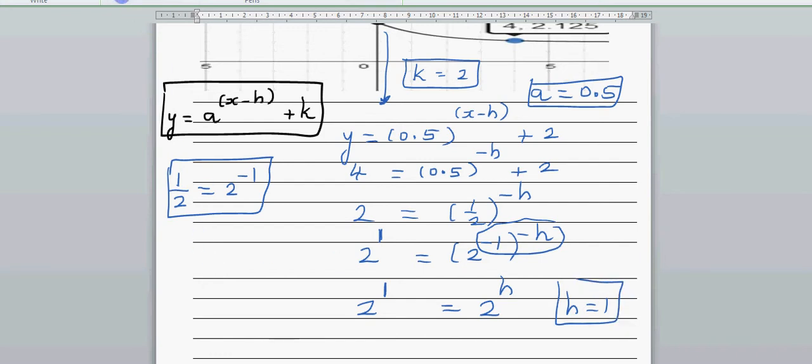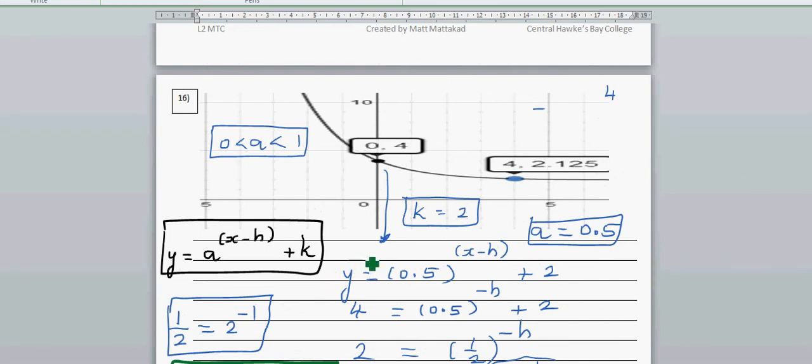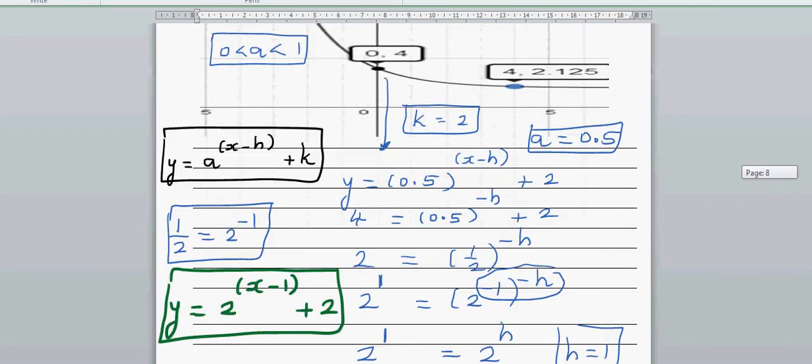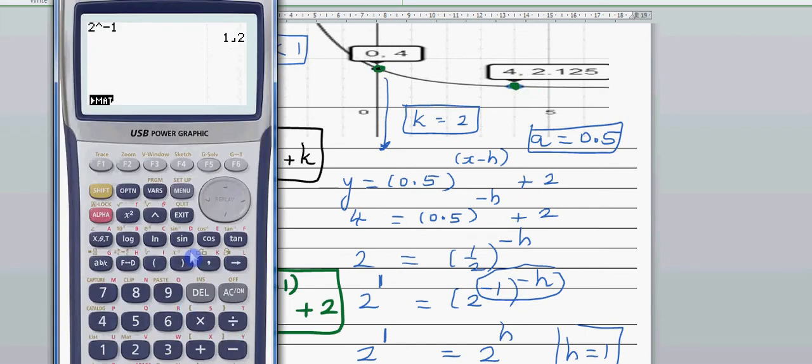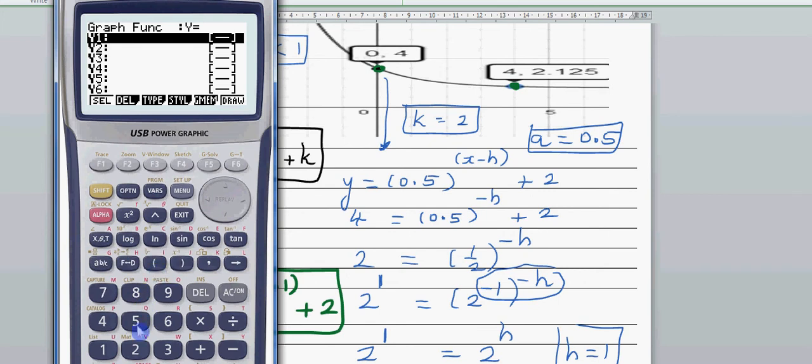So the final equation, I'll write in green color, y is equal to 2 raised to x take away 1 plus 2. Okay, now the main thing is to check whether this equation models this graph. And that's what we are all trying to learn. Now, if this equation is right, let me scroll this up slightly so that you can see the equation. These two points have to be on the graph. So let's go to graph and type in the equation. So it is, you can also say 0.5 raised to x take away 1 plus 2.